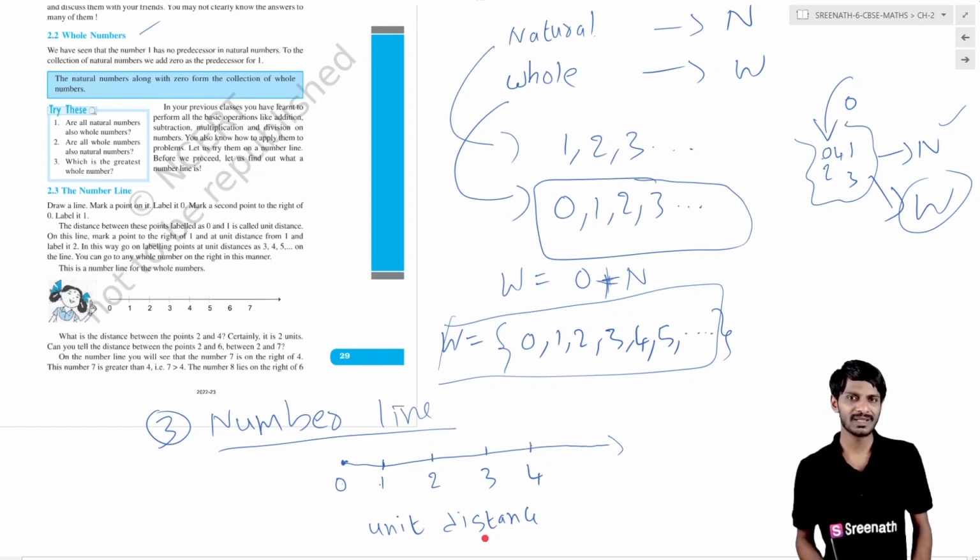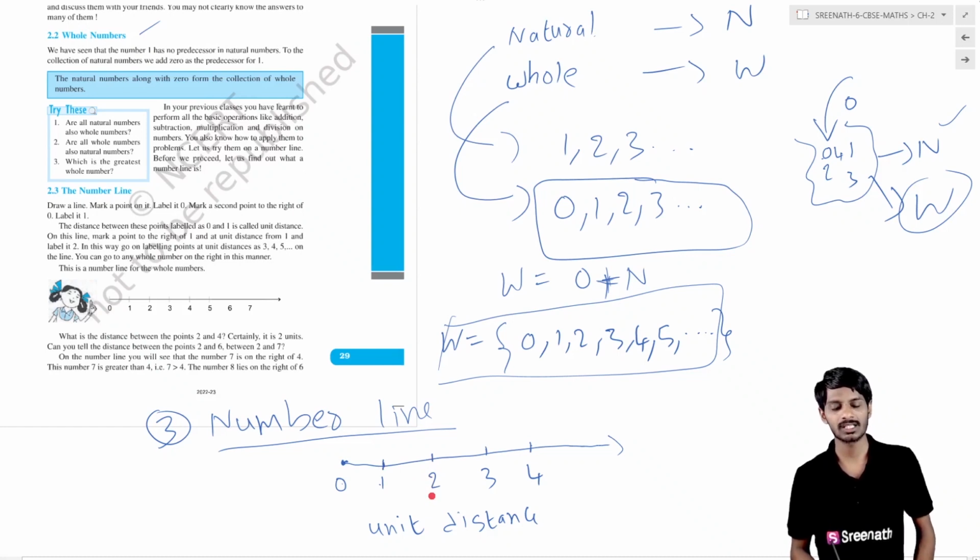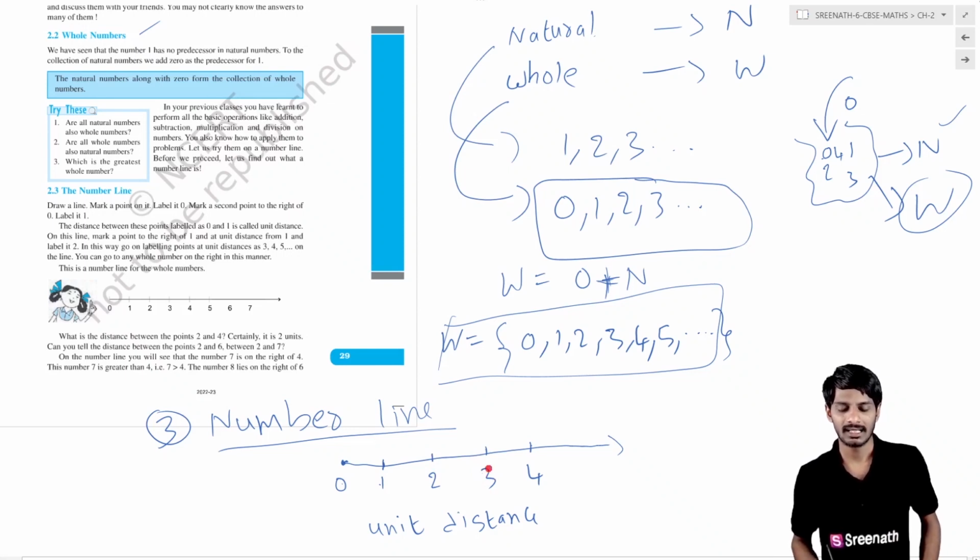Simply, in other words, starting from 0, taking unit distance, mark the whole numbers. We have started here and taken the unit distance, and you have marked 1 here. This is the first whole number. Next, you again travel 1 unit distance and name it as the second whole number, that is 2. And next you take another unit distance, and you write 3 like that.